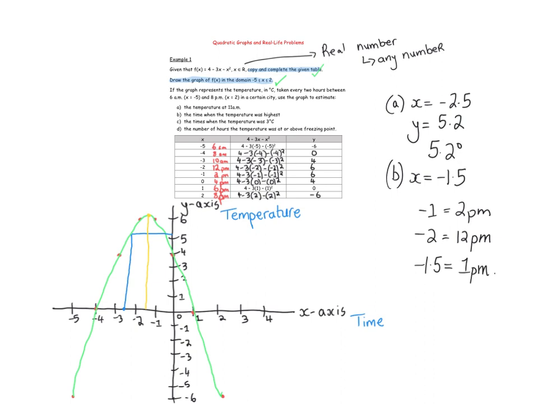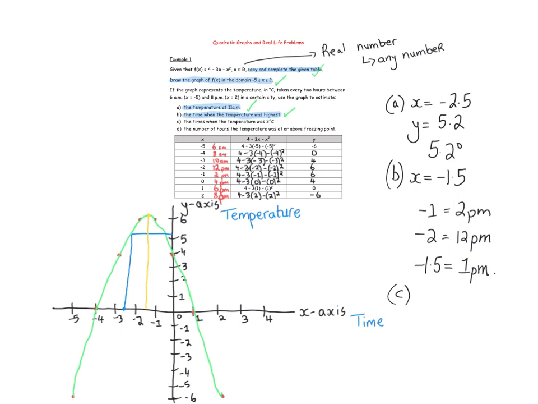So if we go back here, we've got the first two done. So A was time to the temperature, we've got that done, so we can put a little tick beside that. And then B was figuring out the time when the temperature was at its highest. We figured that out, so we can put a little tick beside that. Then the next one, part C, was the times when the temperature was 3 degrees.